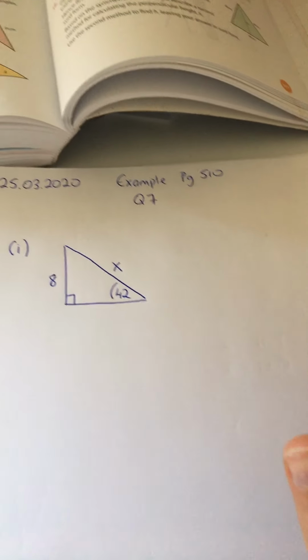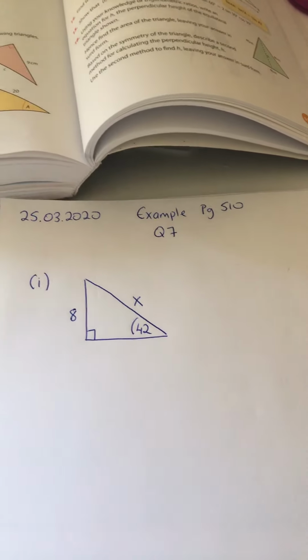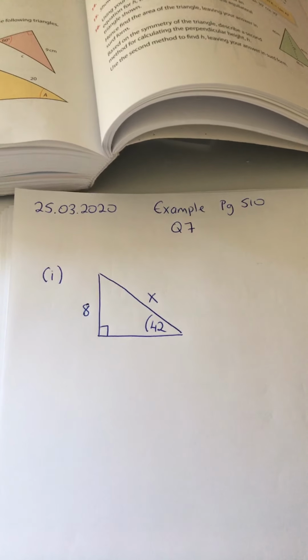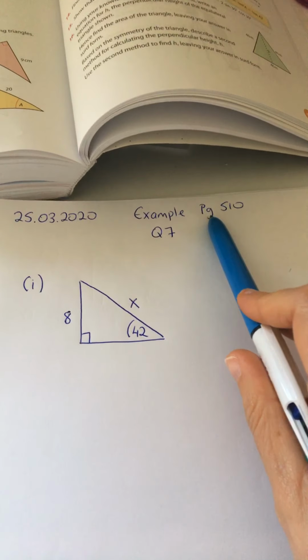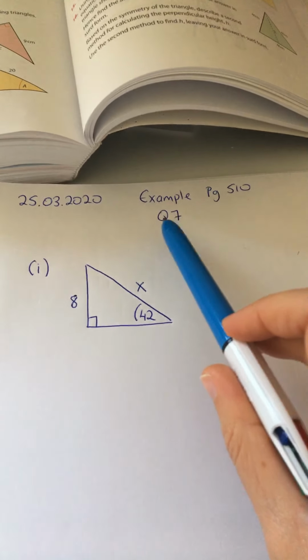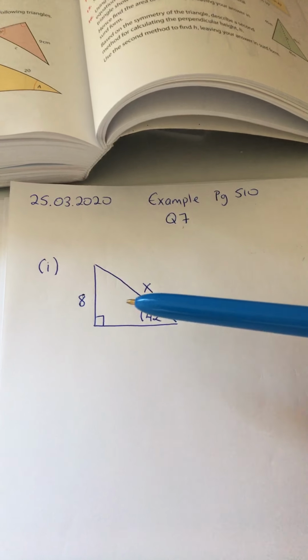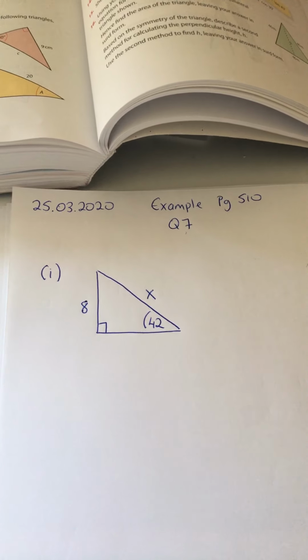Hi guys, hopefully me making this video makes this next question easier to understand. So the example that we're doing is example page 510, question 7. So pause this video and get drawing the first triangle there.